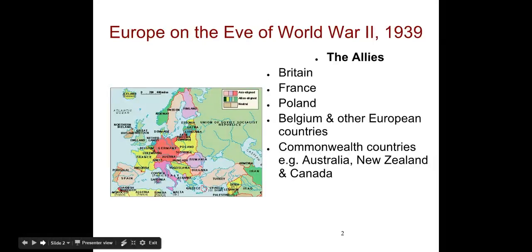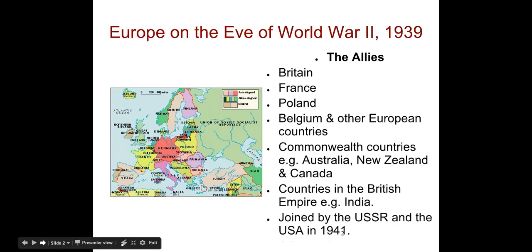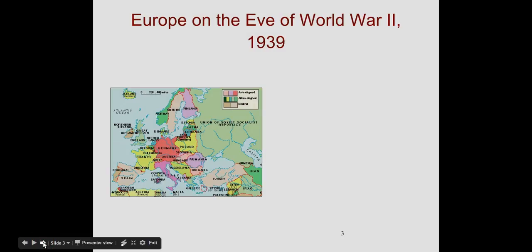The Commonwealth, that means outside of Europe, which is Australia, New Zealand, and Canada, and the other countries, including the British Empire, as far as India. So we are not in the war yet, as far as the United States, but you can add the United States to the Allies as well. And then you have the Soviet Union, this large area here, that joined in 1941 along with the United States of America as we became a united front against Germany, Italy, and Japan.